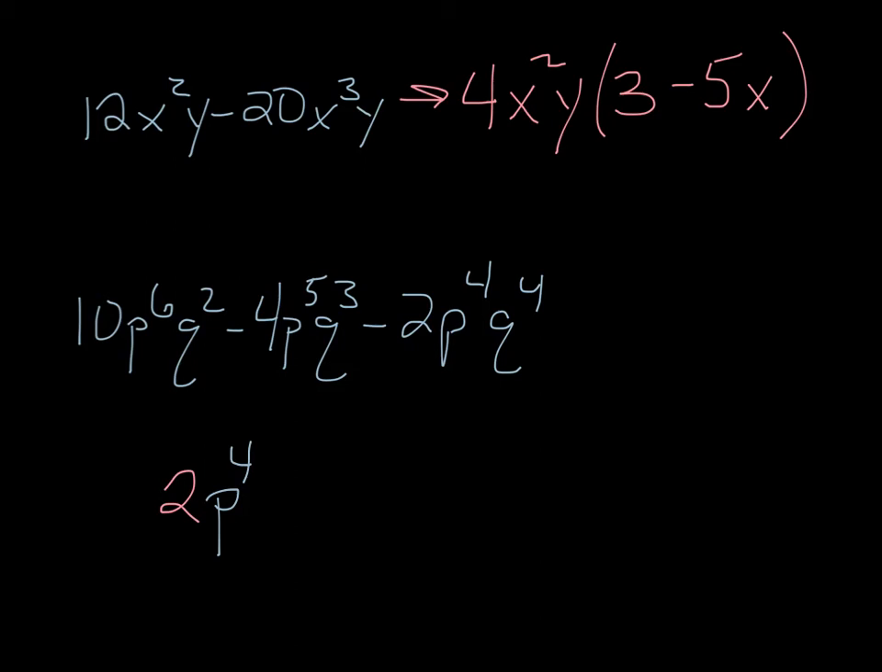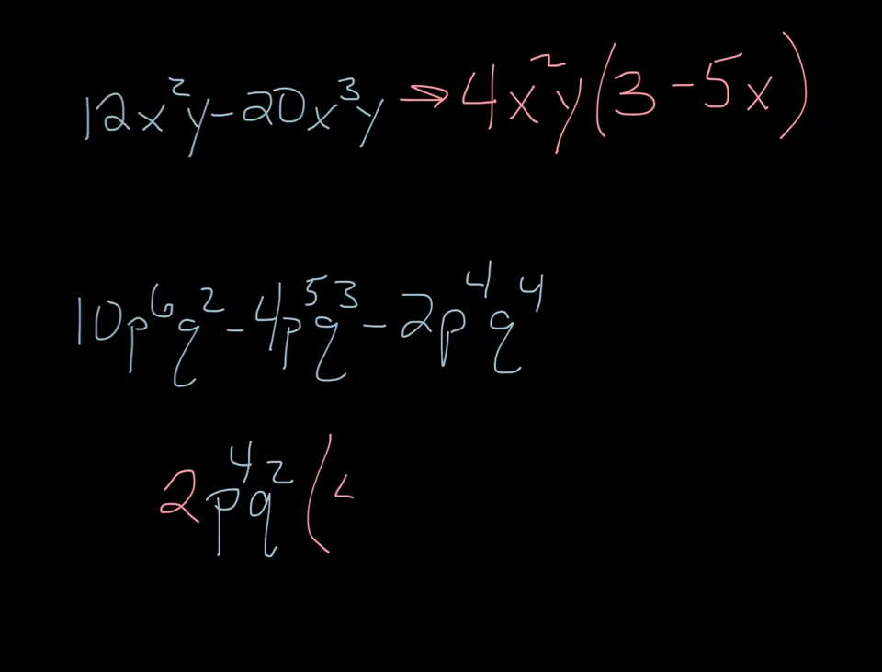Now we're going to move on to the q's. Q squared, q cubed, q to the 4th. The biggest thing that can come out of that is q to the 2nd. Okay, and now what's left over? That's a very important step to go through. What times 2 p to the 4th q squared gives us 10 p to the 6th q squared?